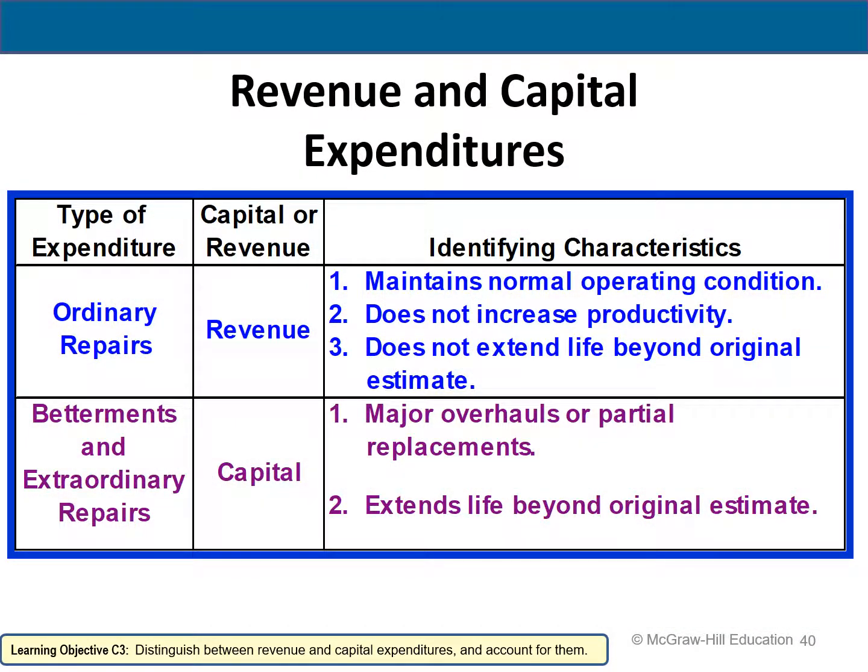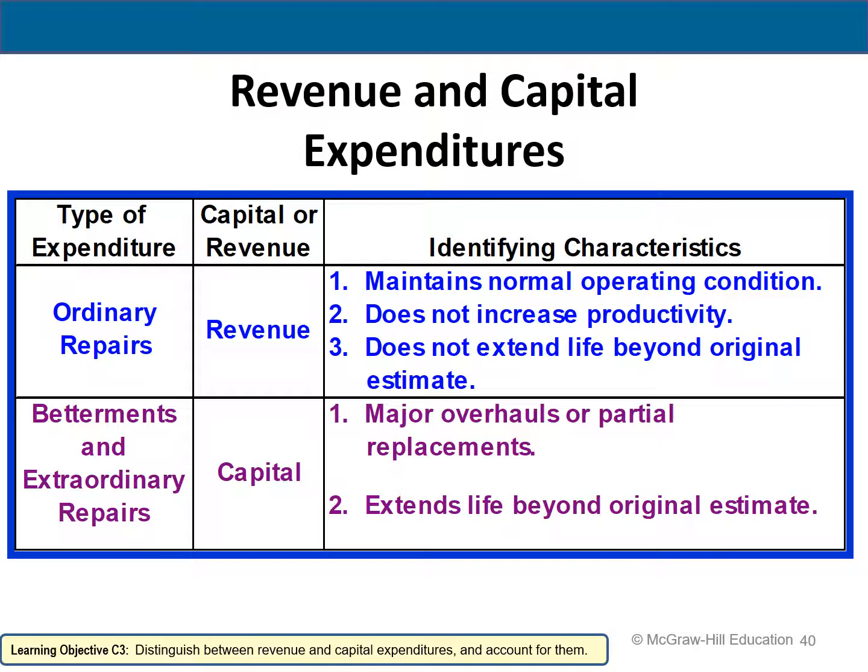So, this might be a good chart to bookmark. Type of expenditure: ordinary repair. It's going to be a revenue expense. In other words, it maintains the normal operating condition of the equipment, doesn't increase productivity, and doesn't extend the life beyond the original estimate. When they call them capital or revenue, what they mean is it just gets expensed through a normal R&M expense account on your income statement, rather than getting capitalized to the balance sheet.